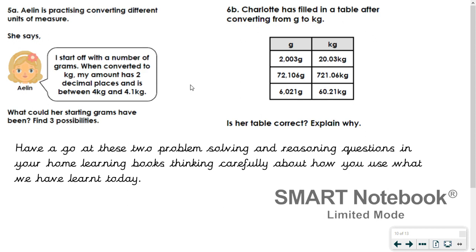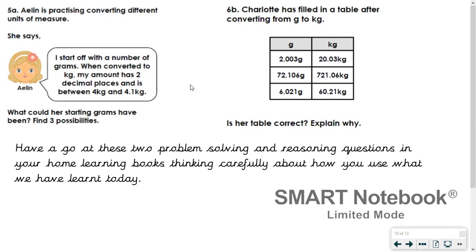Okay, so you've got a grams number, so it's going to be thousands, and you're then converting to kilograms, and it's going to be between 4 kilograms and 4.1 kilograms to 2 decimal places. Take some thinking about. What could her starting grams have been? Find 3 possibilities. Going to leave you to have a go at that one. It's a tricky one to initially get started with, but once you get there, it's quite simple to realize what the options could be. There are more than 3, but you just need to find 3.